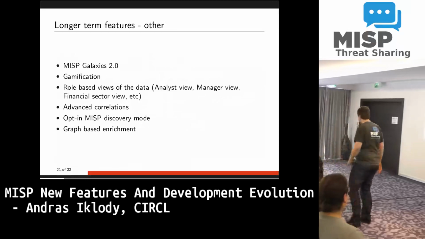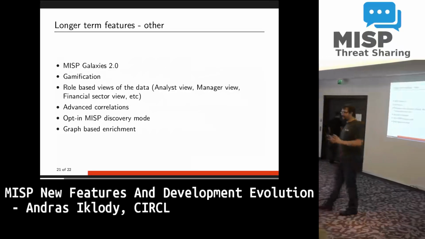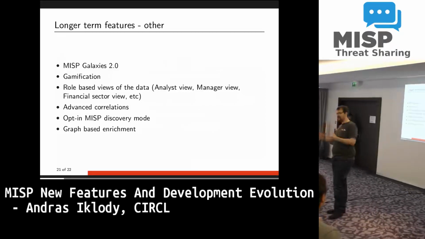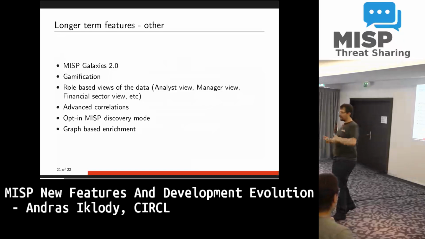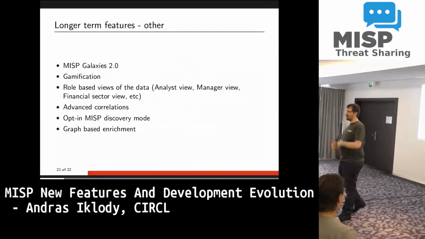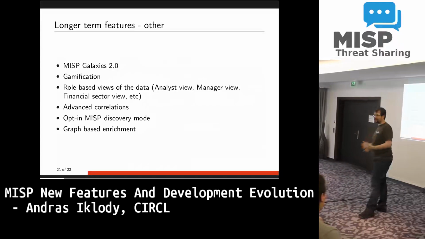So I already mentioned MISP Galaxy, so 2.0 is one of the long-term plans for that. The idea is that instead of having the fixed objects that you get from the current galaxies, you would have an editor where you can create your own threat actor objects and so on. This is, of course, something more complex, and we want a lot of freedom for this.